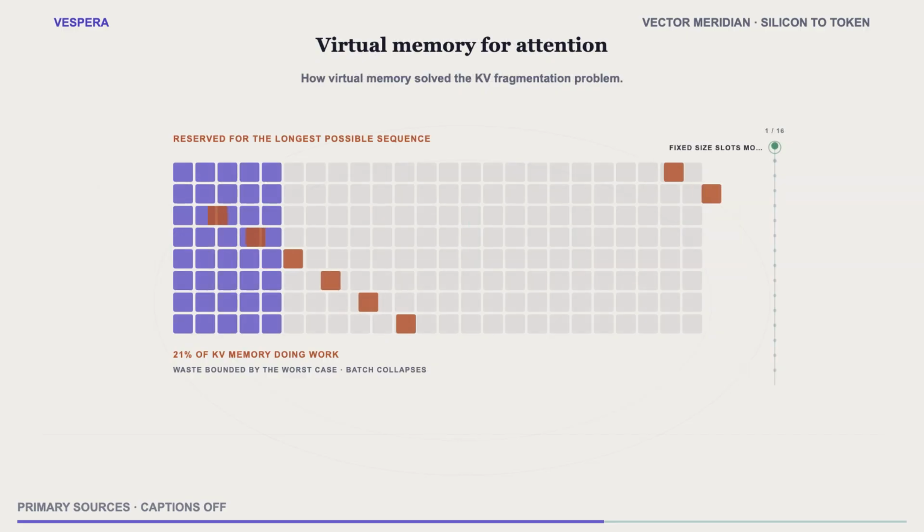So we have a per-request buffer of unpredictable final size in a fixed pool, with many requests competing. If that sounds like a problem an operating system solved decades ago, the vLLM authors thought so too.